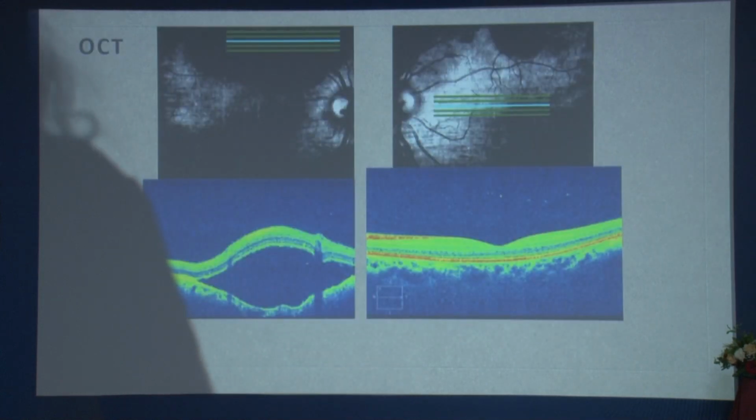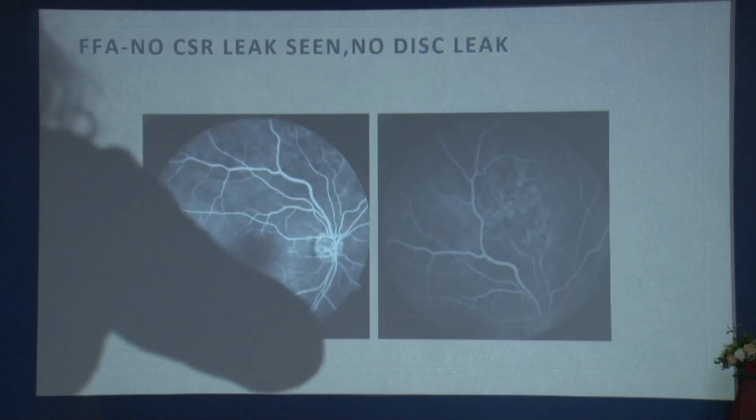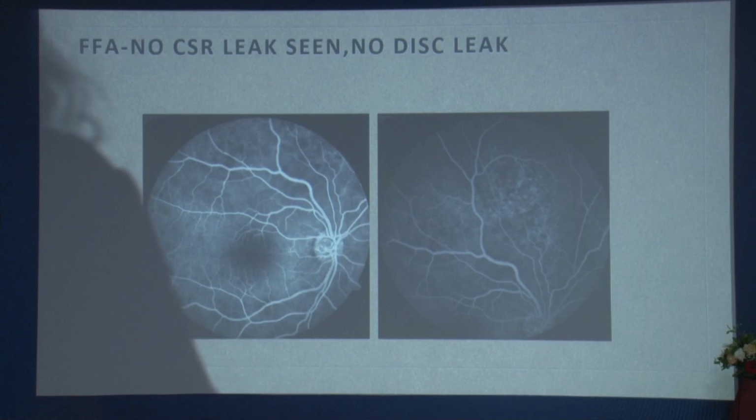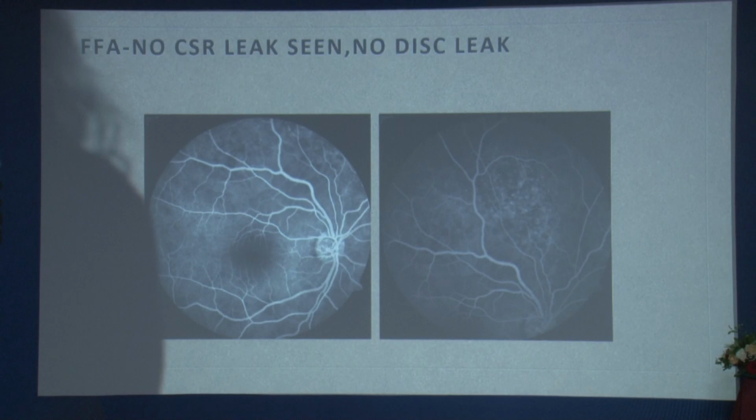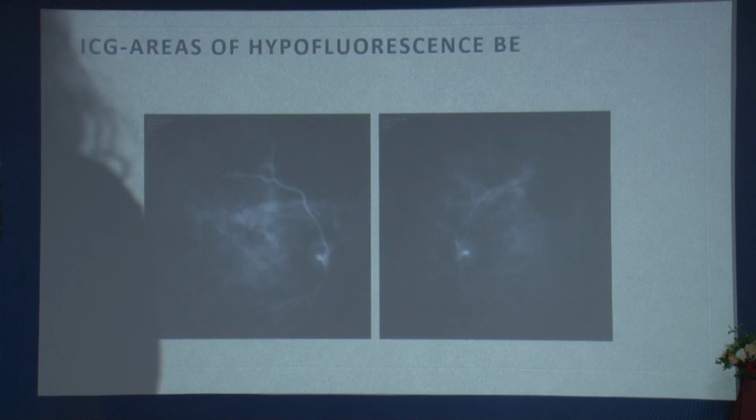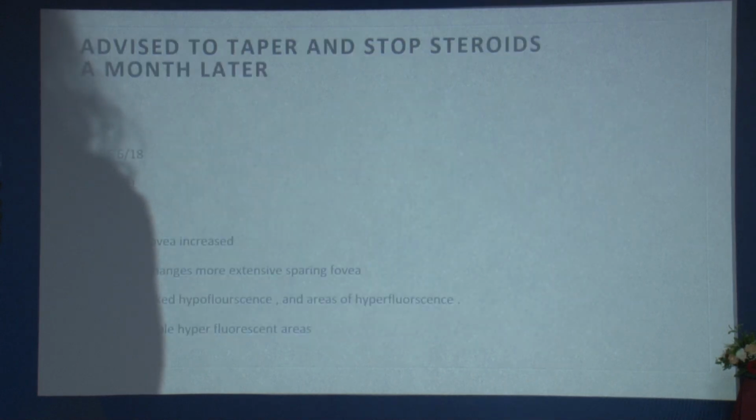Since she was on systemic steroids, we thought of that, and the fluorescein did not show a CSR leak, but it did not show a disc leak either. So we didn't think inflammatory. We thought probably steroid-induced CSR with a diffuse leak that we are not picking up. ICG showed some areas of hypofluorescence. So we asked them to taper the steroid and stop.